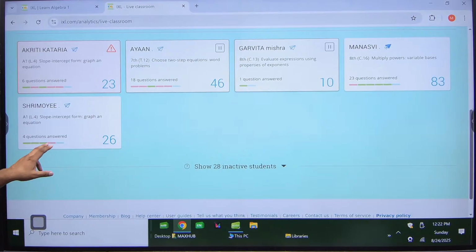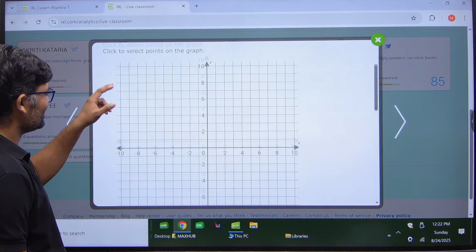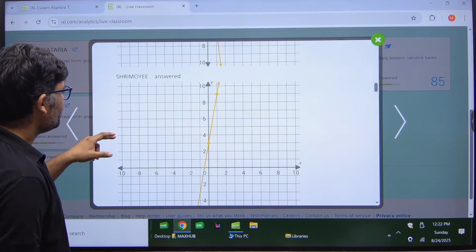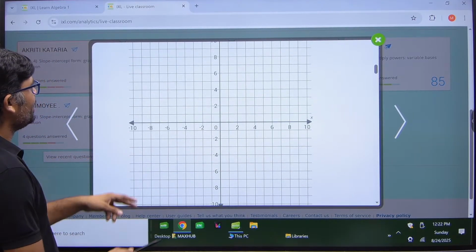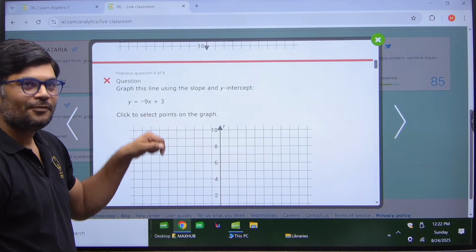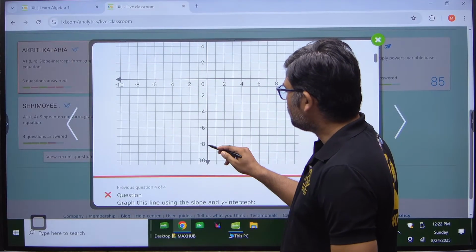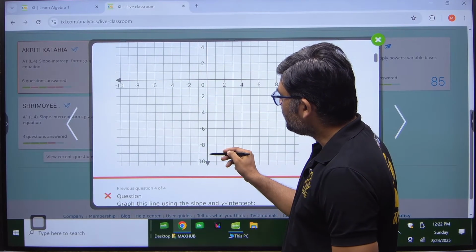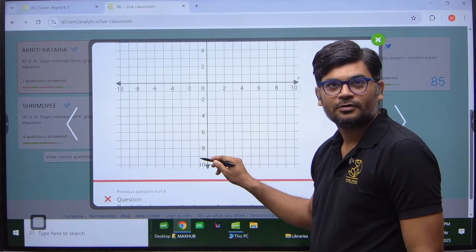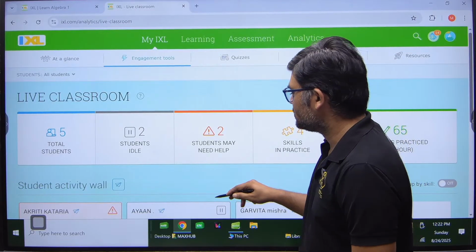Okay. Let me see what mistake you are making. Both of you are making mistakes. Okay, Shrimoy, it is not positive, beta, it is negative. So negative graph is like this. See, this is -9. So you have to go down 9. In this, it is -1. So first point is 0, -9. And the second point will be 1 unit down and 1 unit right. So it will be 1, -10. Alright. Then if you click on the 2 points, you will get your result.